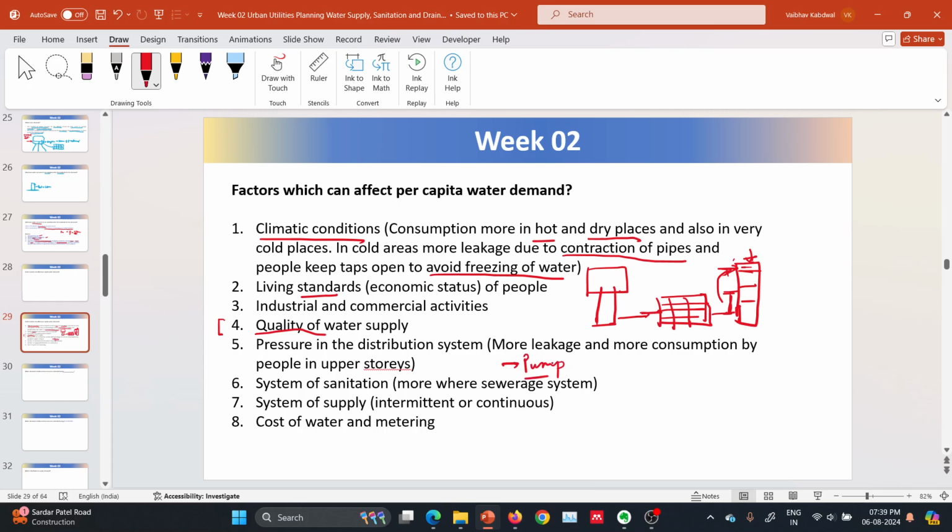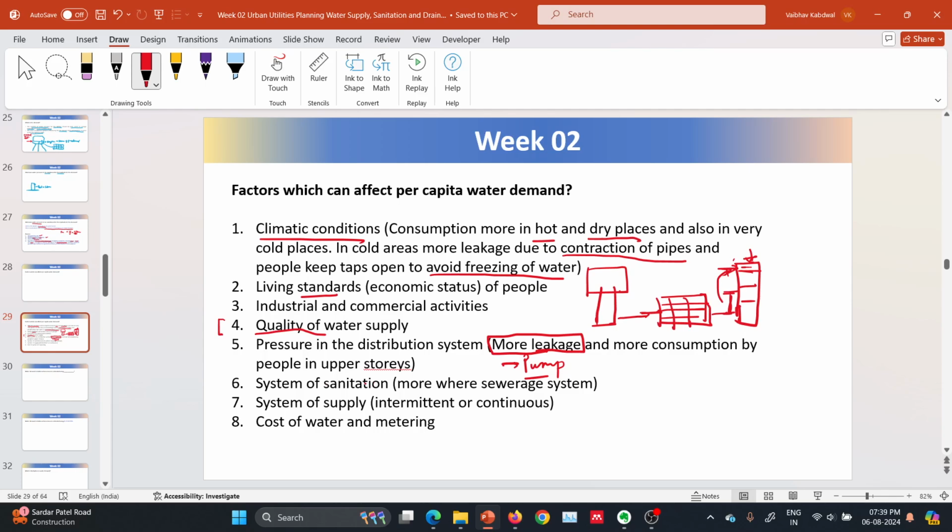So what will the pump do? The pump will exert extra energy, and more extra energy will cause more leakage, and this leakage will cause more consumption. This is the issue. If pressure is less, then people staying in the top stories will require a pump, and this pump will cause more leakage, and more leakage will cause more demand.